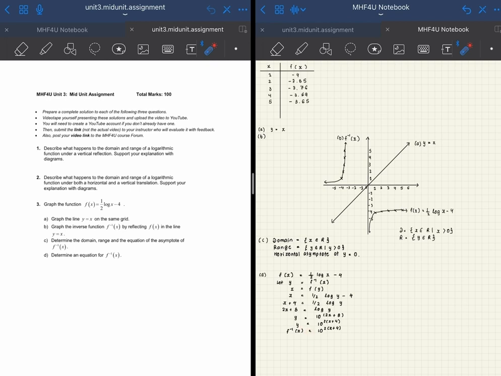So y is equal to 10 to the power 2 times (x plus 4). So we already got the answer for f inverse of x, since y is equal to f inverse of x. So f inverse of x is 10 to the power 2 times (x plus 4). This is the equation for f inverse of x.